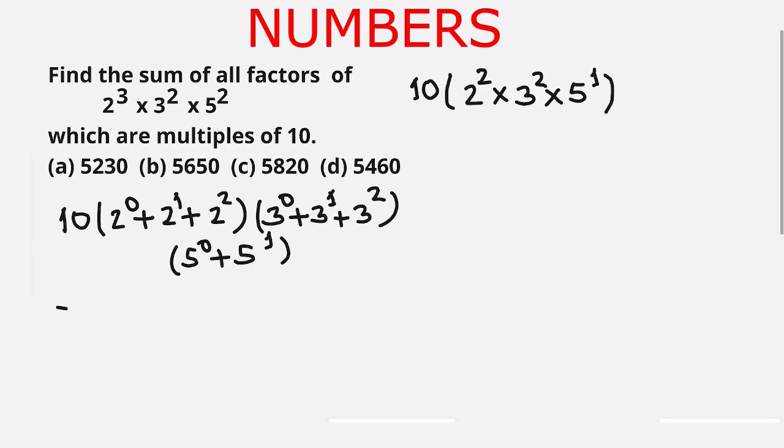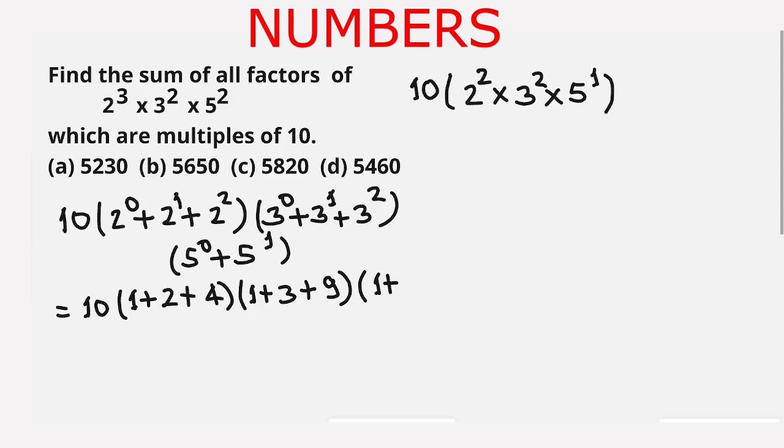This is equal to 10 multiplied by 2 to the power 0 is 1 plus 2 to the power 1 is 2 plus 2 to the power 2 is 4, multiplied by 3 to the power 0 is 1 plus 3 to the power 1 is 3 plus 3 to the power 2 is 9, multiplied by 5 to the power 0 is 1 plus 5 to the power 1 is 5.